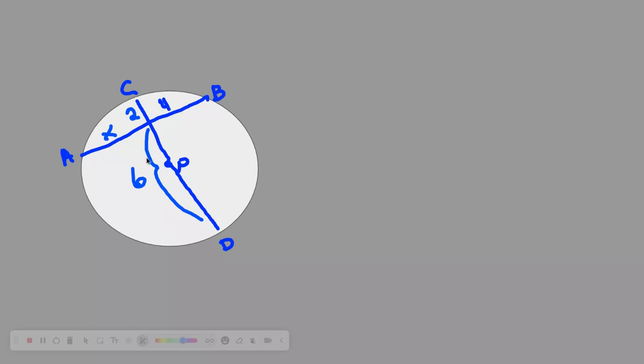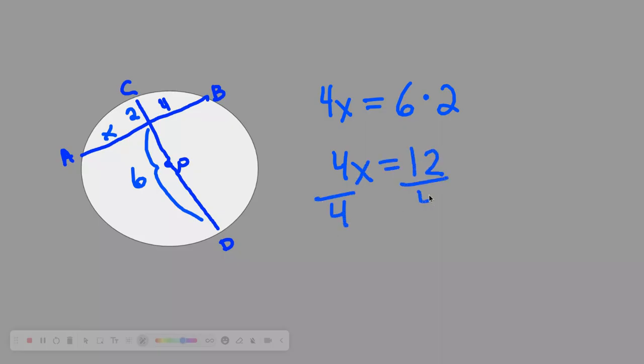So how can we find X based on the theorem? If you want to pause the tape and give it a shot, what do you think? So what we have for this line segment AB, we have 4 times X. And we know the product of that has to equal 6 times 2. So 4X has to equal 12. And just doing a little algebra now, we know X has to be 3. Now, we can go a little further here.